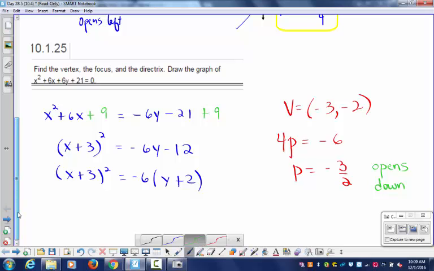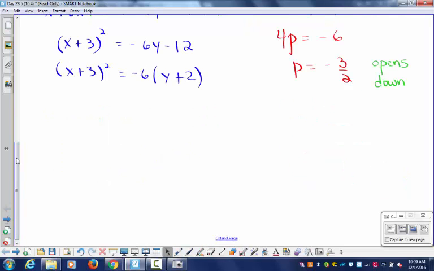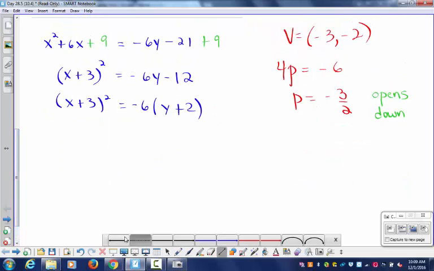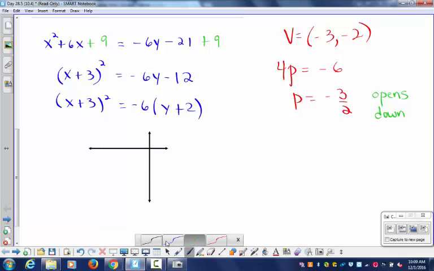So let's sketch a little graph. Negative 3, negative 2. That's our vertex. We said that it's going to open down. Let's draw a super general sketch just to keep yourself oriented. Doesn't have to be very precise. P is negative 3 halves. That tells us that the directrix is 3 halves above and the focus is 3 halves below.